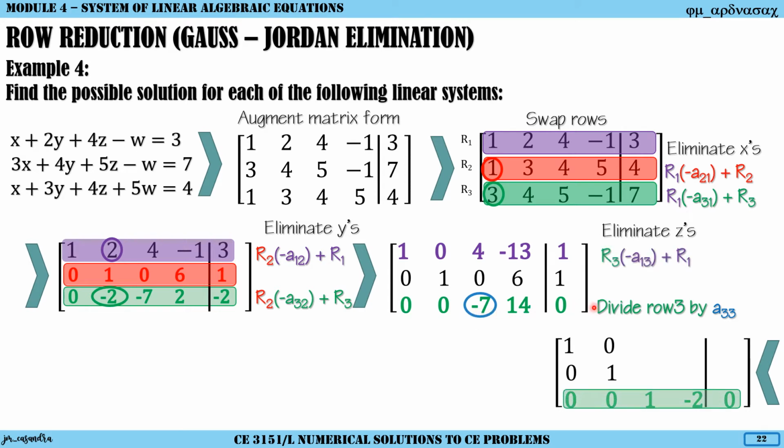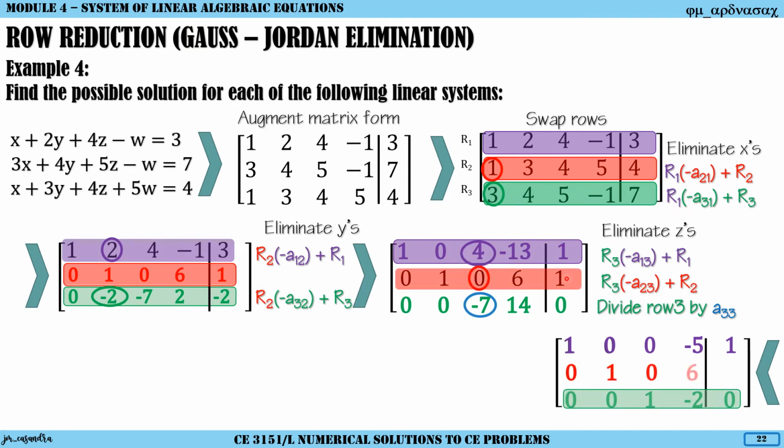And then next, we move on to row 1. So that will be R3 times A13 plus R1. So we'll now arrive at 1, 0, 0, -5, 1. And then for the second row, that will now be R3 times A23 plus R2, or that's equal now to 0, 1, 0, 6, 1, or still the same. So we have already achieved 1, 1, 1 for all the diagonals.